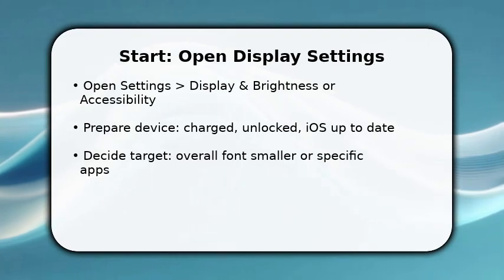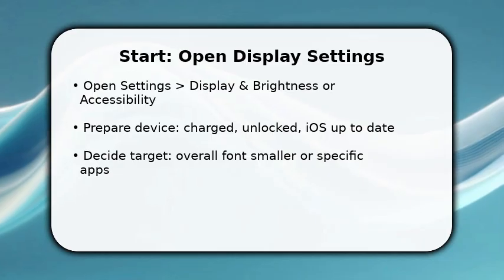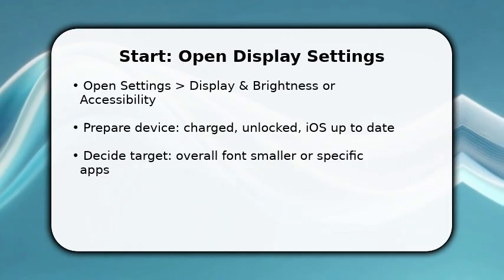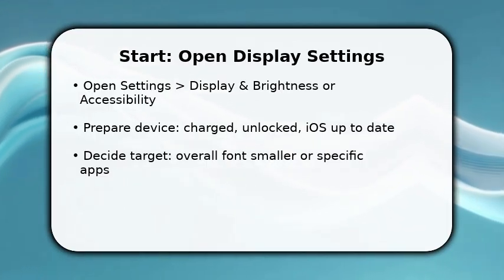Enjoy the video. You'll start by opening Settings and heading to Display and Brightness, or Accessibility if you prefer more control. Tap Text Size to access the slider. This immediately changes dynamic type in many apps. You're doing this now because it affects most system fonts quickly.